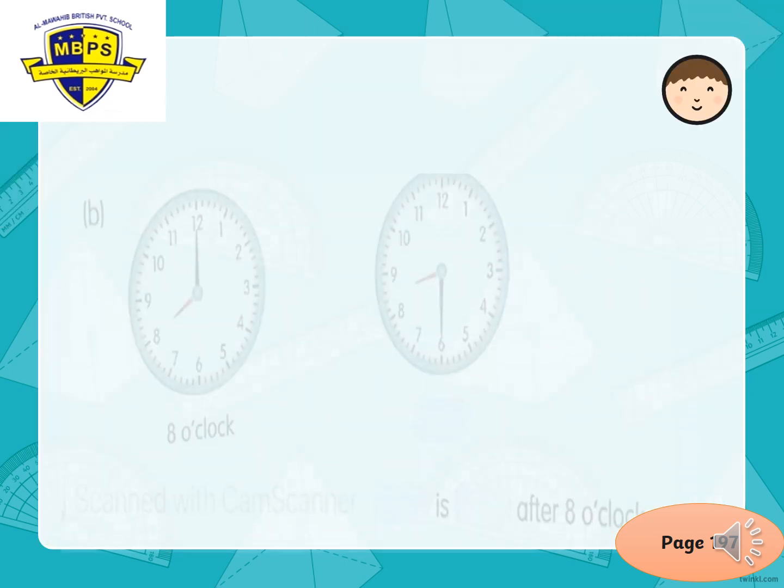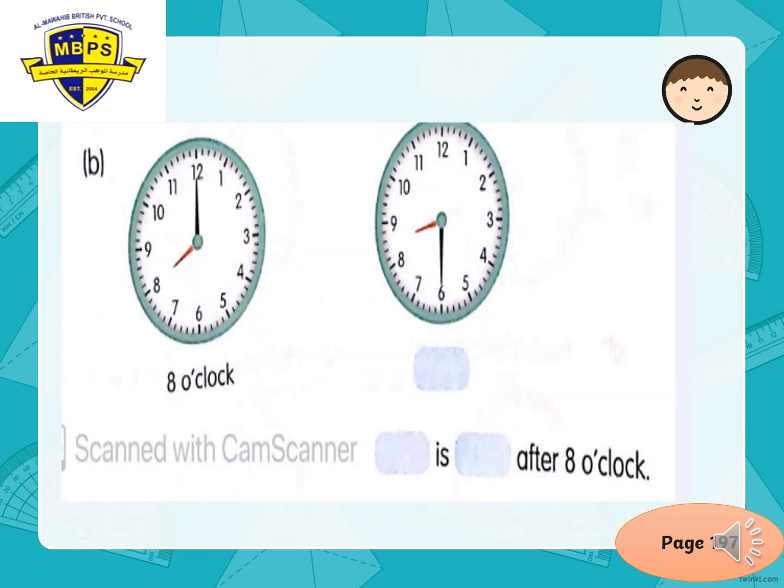One more question from the same page. We have two clocks here. The first one is showing 8 o'clock. What about the second one? What happened now? Look, the minute hand moves to number 6 and we have half of the clock, it's shaded. You can use your pencil and shade half of the clock.